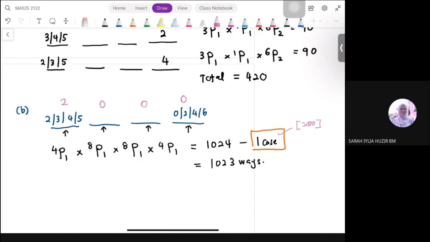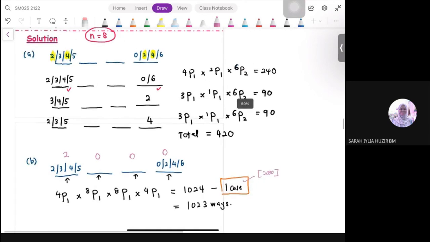Okay. 6000 won't happen, sebab our first box kita tak include pun nombor 6. So 6000 tu tak risaulah, takkan terjadi. Tapi 2000, 2000 mungkin terjadi. That's why we have to exclude that situation. Sebab tu kena tolak satu case.